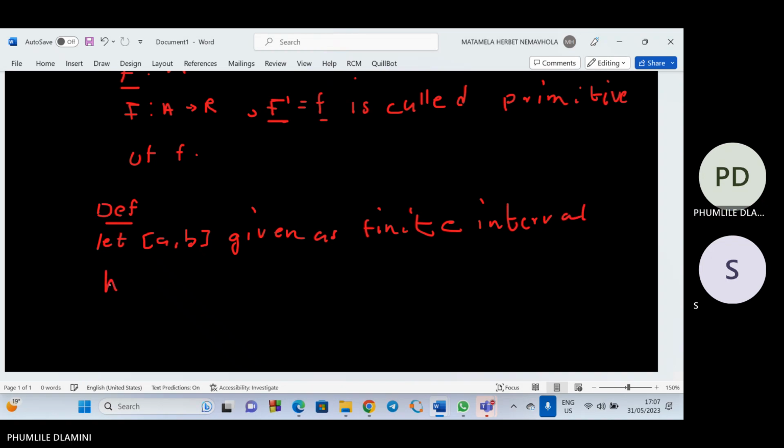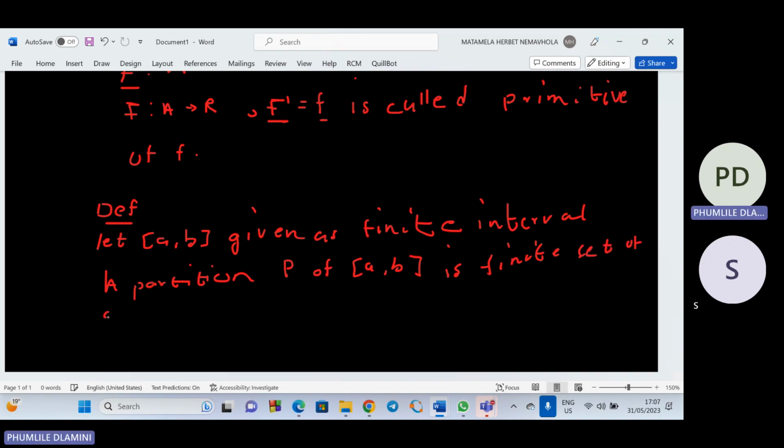Then a partition P of the interval a and b is a finite set of points, which we can write as x0, x1, and then to xn.